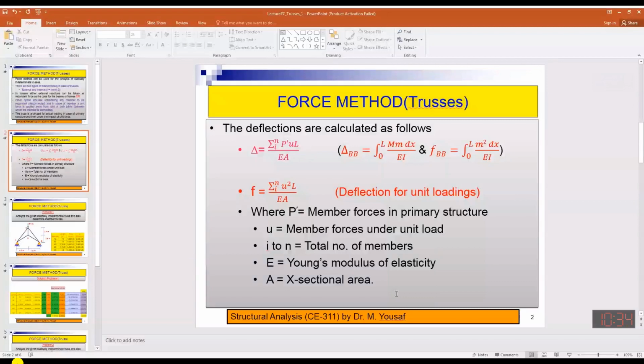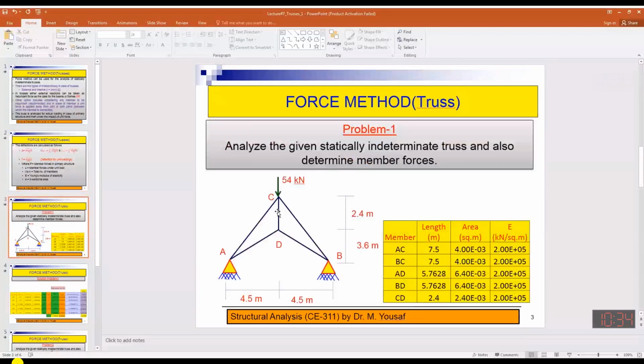Now this is a truss which is being loaded by a 54 kilonewton load vertically downward. This height is 2.4 meters, this is 3.6, and these are the supports. From this you can see that there are four reactions. The external degree of indeterminacy will be one. So I need to remove one extra reaction. Any reaction can be taken as the redundant, and then it will be applied to the member, and we will solve it on the same lines.